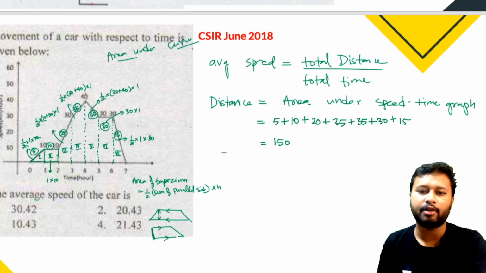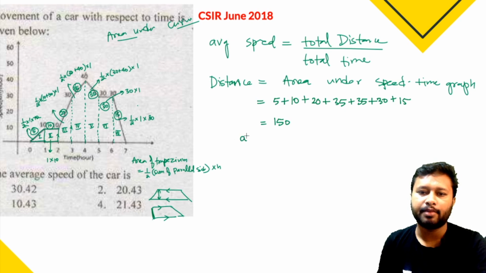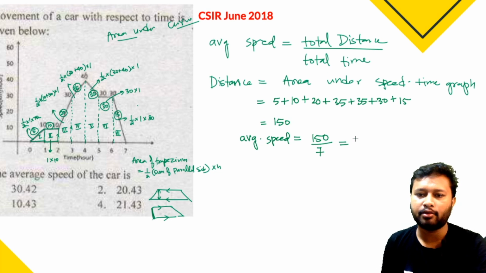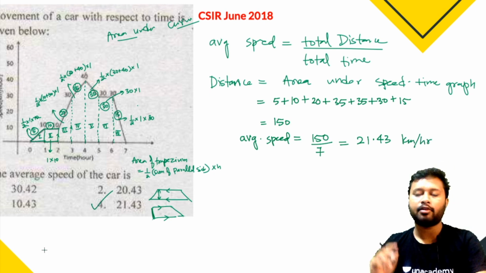I now have to calculate the average speed. Simply I will do that. So average speed is equal to total distance, that is 150. What is the total time? You can see from 0 to 7 hours we have covered. So divided by 7, if you divide this will be 21.43 kilometers per hour. So that is going to be your answer for this particular question, option number 4.